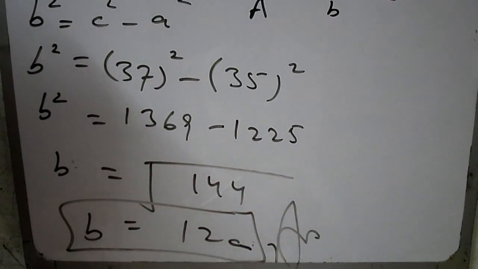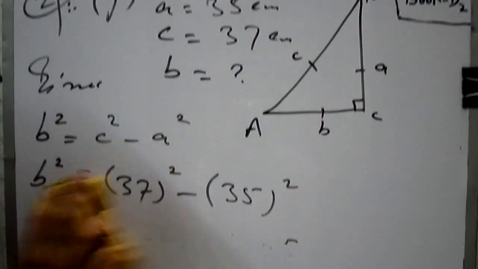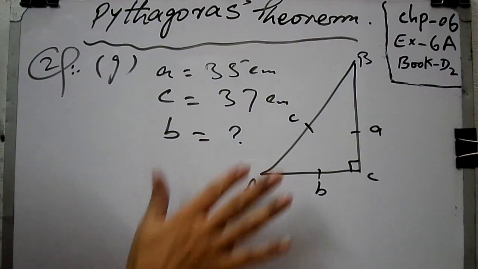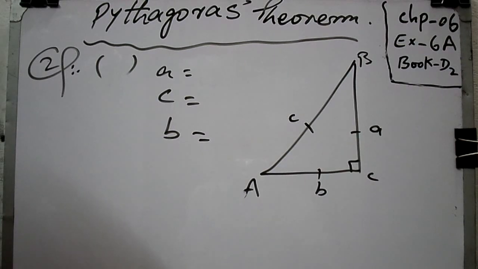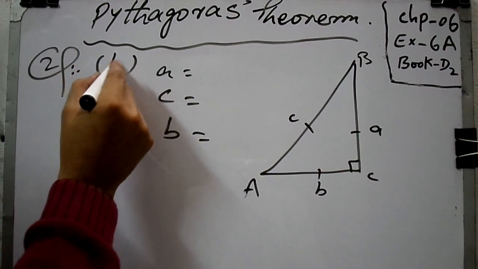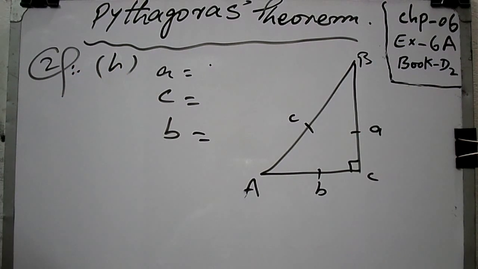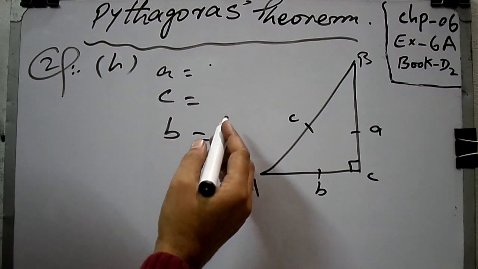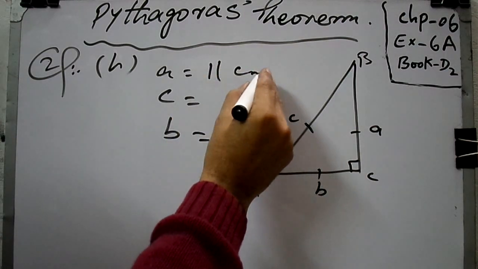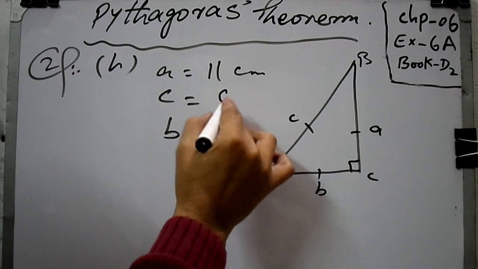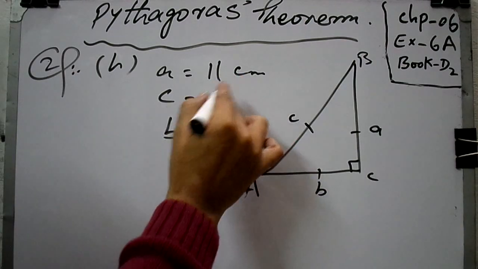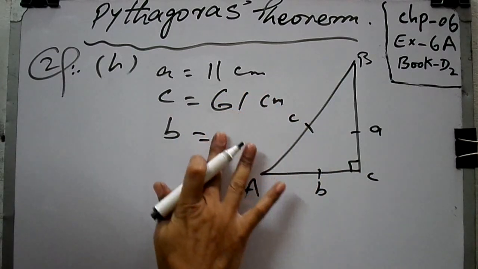Now coming to the H part. So in H part you can see the value of A is 11 centimeter, C is 61. So we have to find B.